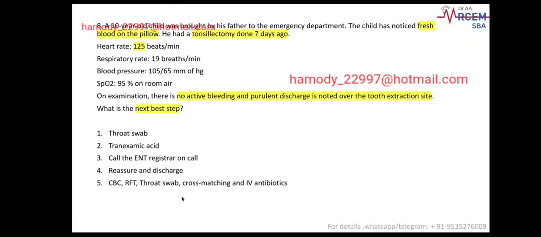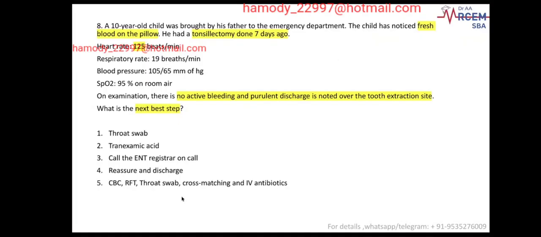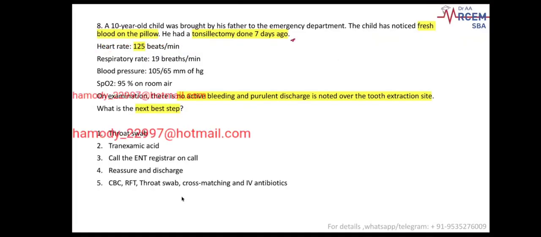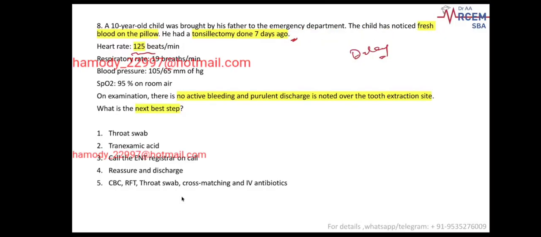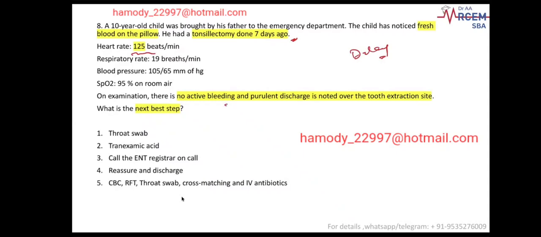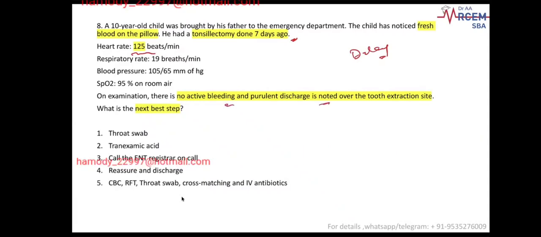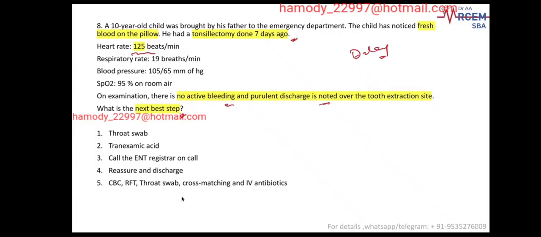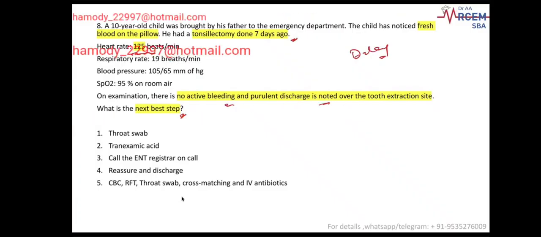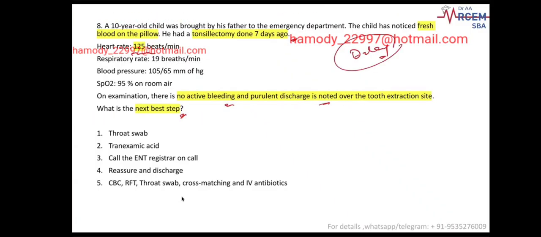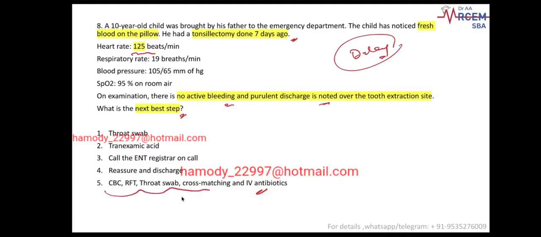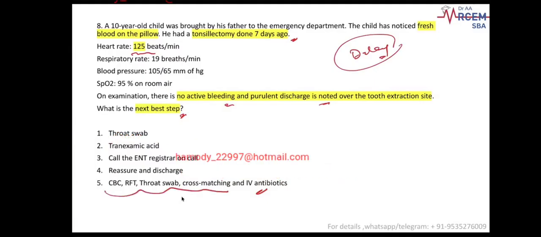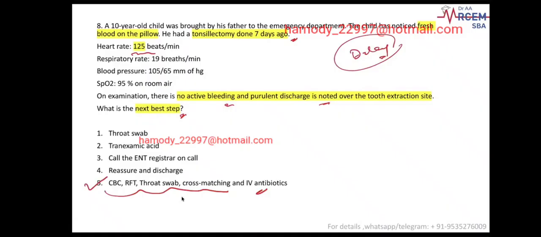10 years old child was brought by his father to the ED department. Fresh blood on the pillow is seen. Tonsillectomy was done 7 days back. So I'm thinking of it as delayed. The kid is tachycardic, no active bleeding, but purulent discharge is noted over the tonsillectomy site. Next step. This patient might be having severe infection. Whenever there is a delayed post-tonsillectomy bleed, it is better to give IV antibiotics and get all the investigations done. They can go into sepsis. So option number 5 will be the right answer here.